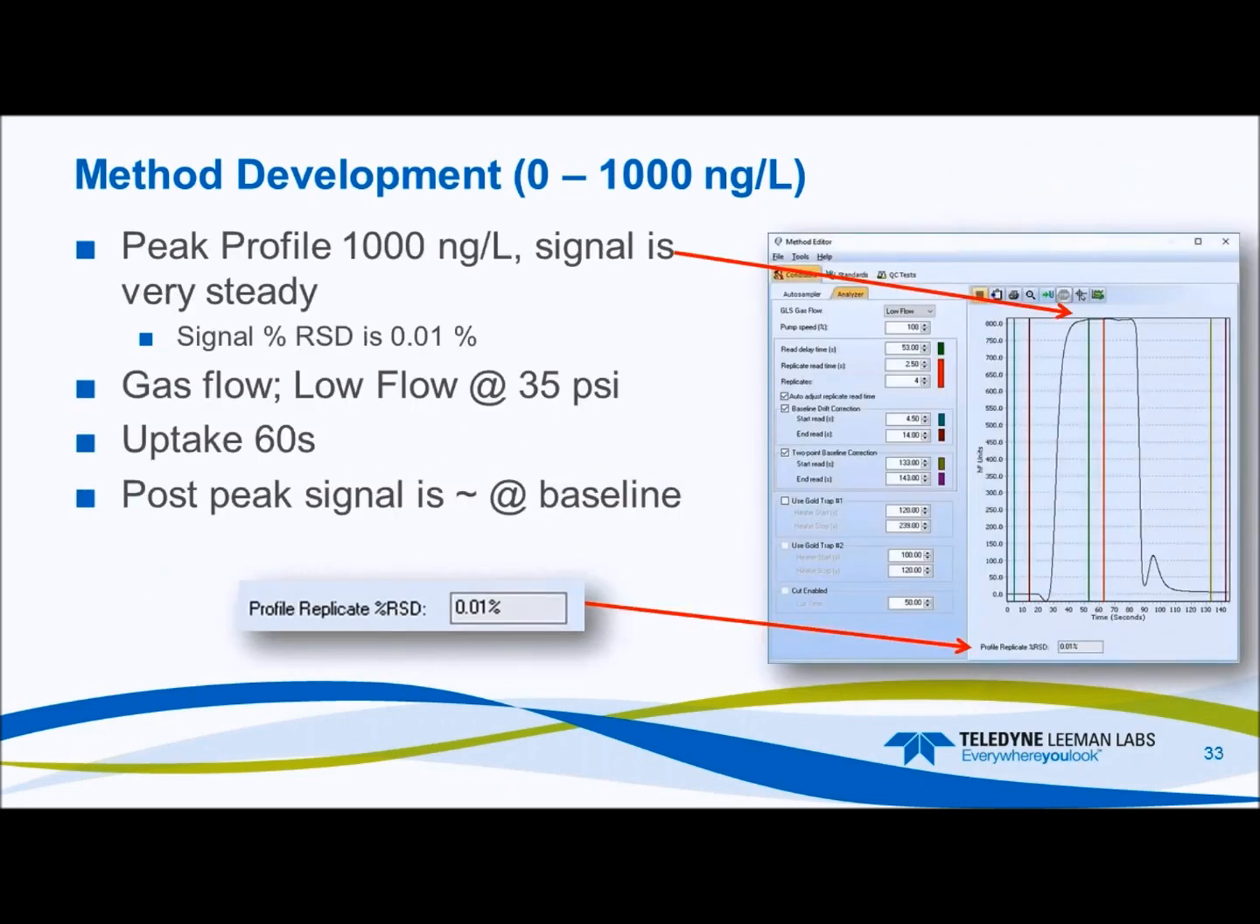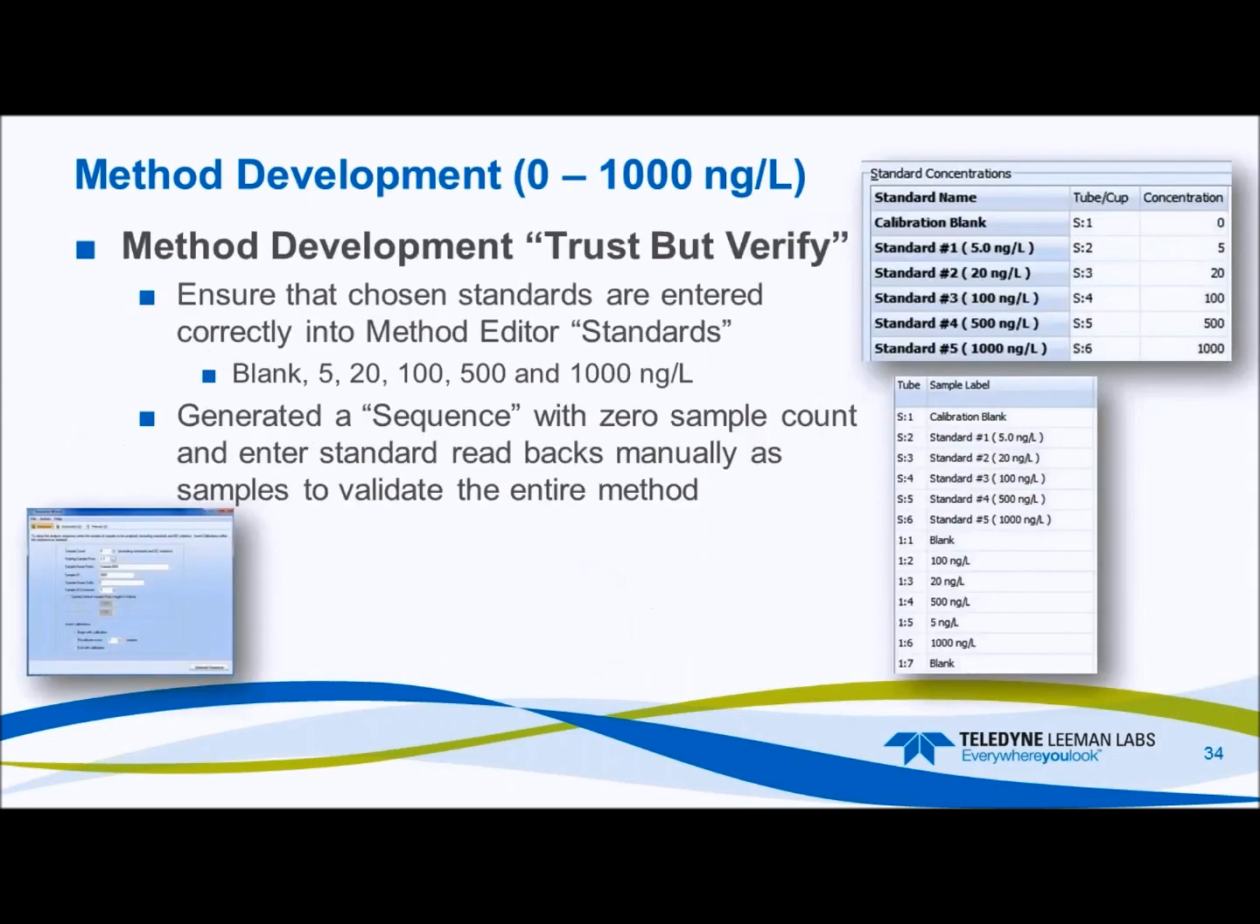So then I'm going to peak profile again to validate. So once I did those changes, my percent RSD went to 0.19, and then when I do an actual peak profile with the new changes, it came in at 0.01%, so it's almost flat. Can't really improve too much on that. So the gas flow at 35, uptake at 60, post signal base is at baseline, so I'm just going to leave it. So let's go with this. We need to trust but verify.